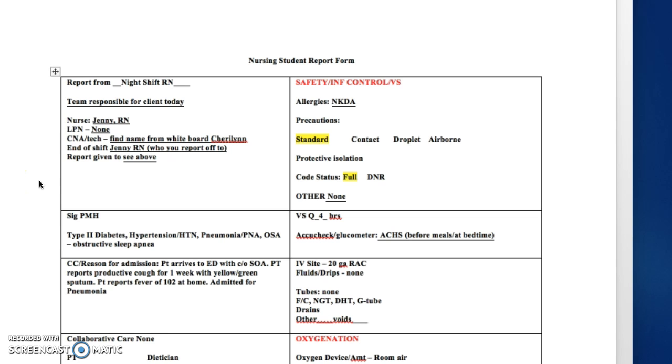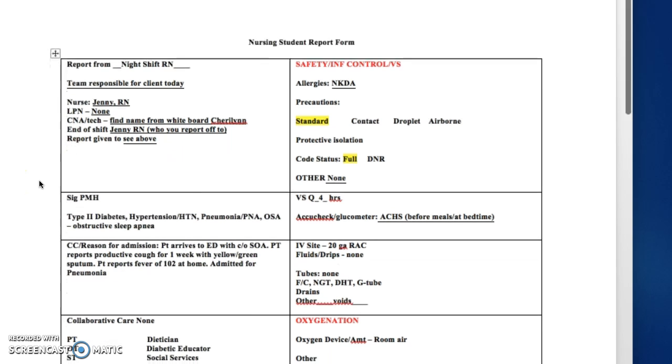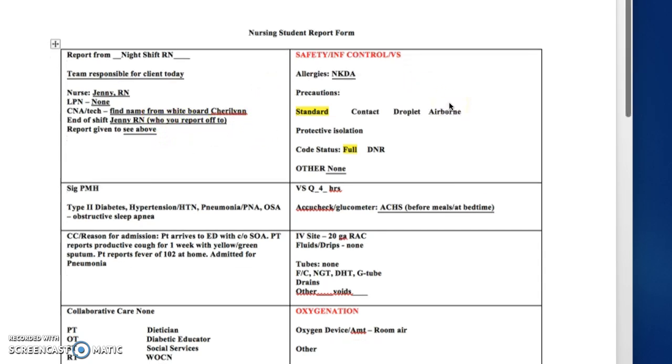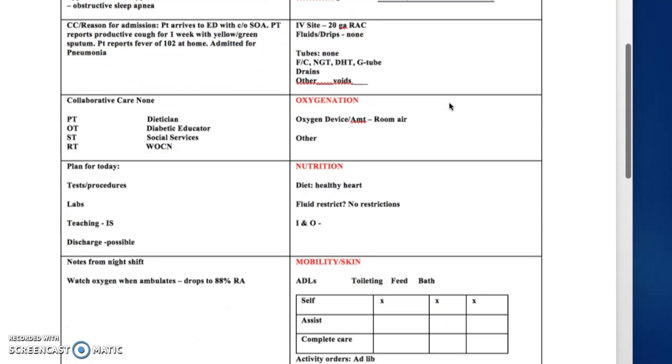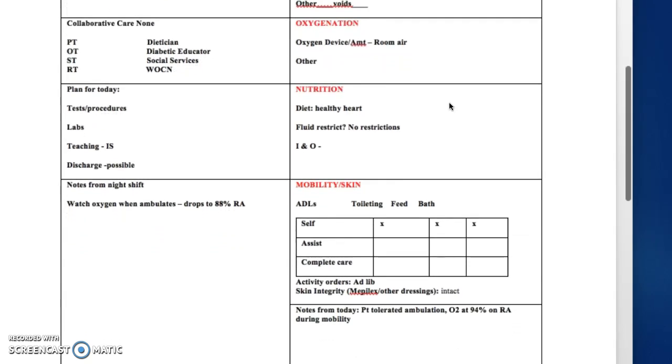This is the report form. It's pretty self-explanatory. This section people tend to have a problem with. Report from night shift is okay, but you should know who's taking care of your patient throughout the day. So you need to know what nurse has that patient and what CNA or tech has that patient. And those can be found on the whiteboard, which you'll learn in your scavenger hunt that you do for the floor. The rest of this information you just fill in as you've found either in report or during your assessment or in the computer.